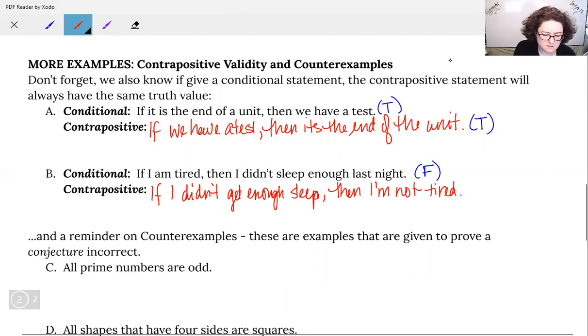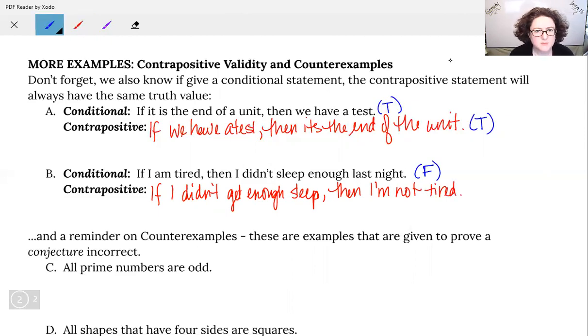Wait a second. I don't know about y'all, but when I don't get enough sleep, it's really hard for me to function the next day. And usually I'm going to be tired. So this statement is, if I didn't get enough sleep, then I'm not tired. Well, that doesn't make sense. Usually if you don't get enough sleep, your next day is going to be pretty hard. So that's actually a false statement.